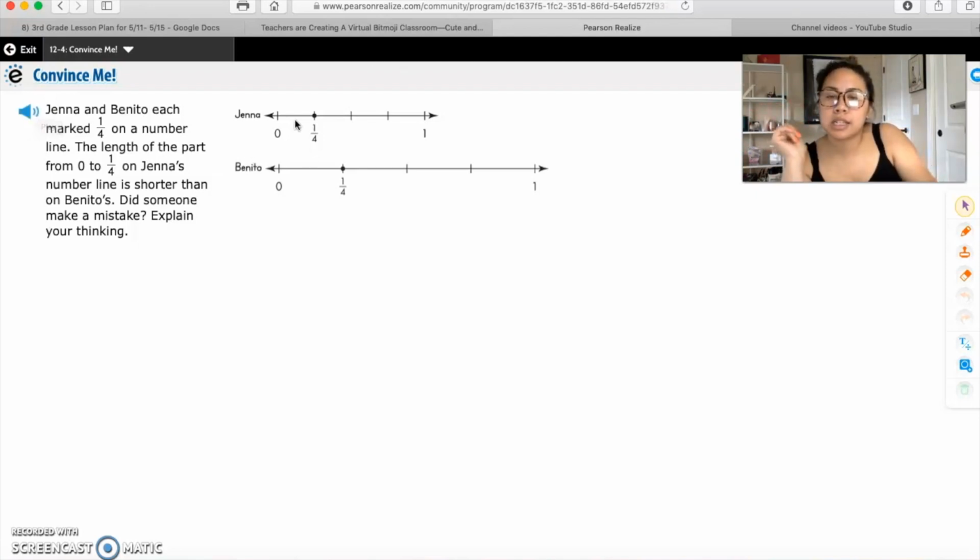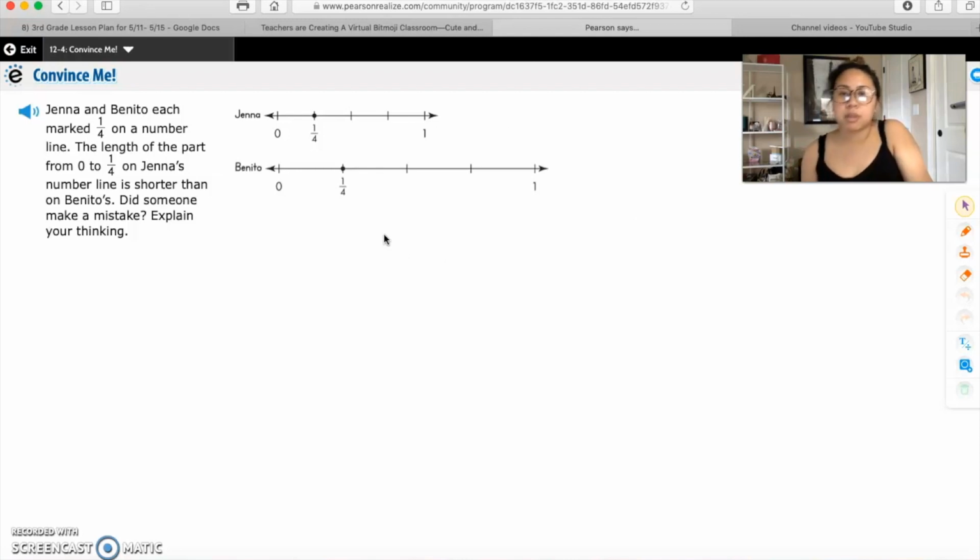So Jenna's line is the one up here, and Benito's line is the one up here. Did anyone make a mistake? So let's check out Jenna's line. Jenna's 1/4 is right here. We know that if she has 1, that her whole number is 4/4. So let's see if she cut it into 4 equal pieces. 1, 2, 3, 4. So she's right.